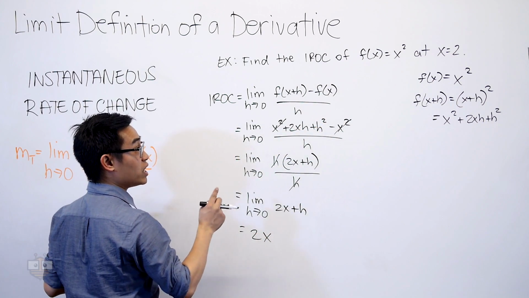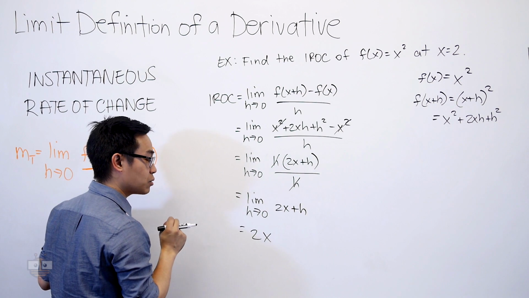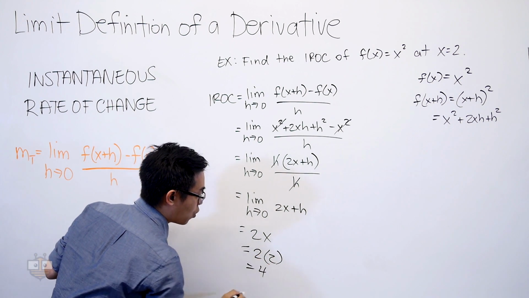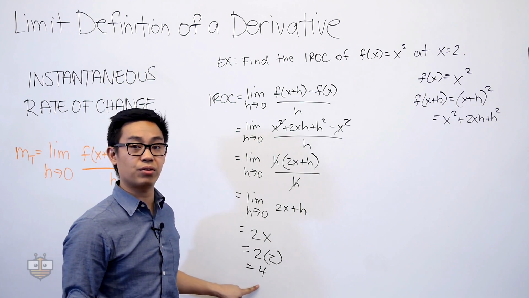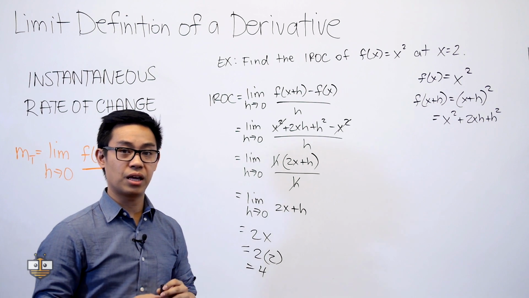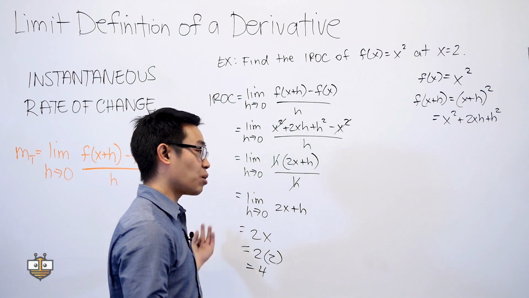To find the one that we needed, at x equals 2, you simply sub in 2. And you get 4. That's the instantaneous rate of change of f at x equals x squared at x equals 2. It's an accurate way to do it without approximating.